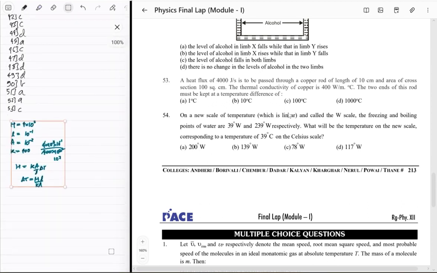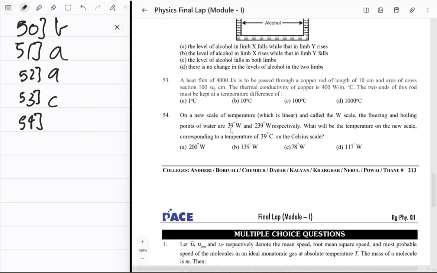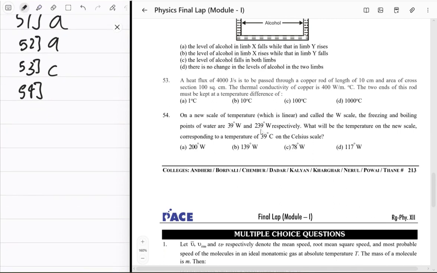मैंने 54th कर रखा था गलती से, अब करेक्टली करते हैं 54th. 54th is on a new scale of temperature which is linear and called the W scale. The freezing and boiling points of water are this and this. What will be the temperature on the new scale corresponding to 39 degrees Celsius on the Celsius scale? Okay, right. So it's like, okay, what's this? 39 degree watt and 239 degree watt, right? No big deal, right?